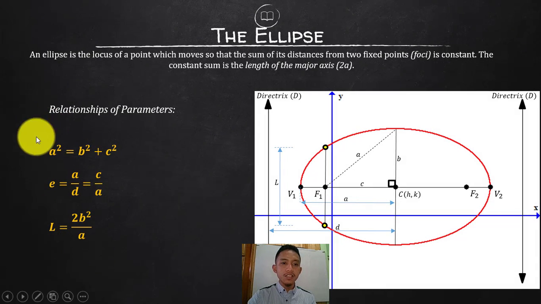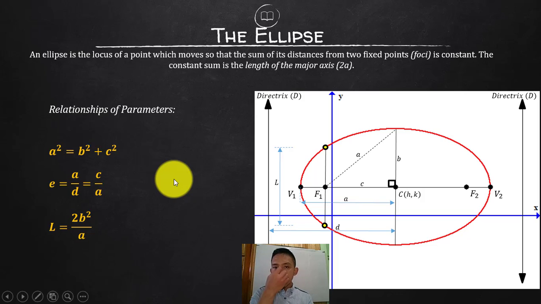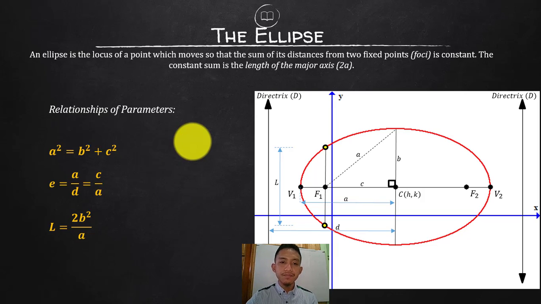Let's try to relate these, since there are a lot of parameters, so let's try to find the relationships. Okay, so this is our figure. Again, the vertex to center is A, focus to center is C, directrix to center is D, and half of your minor axis is your B.